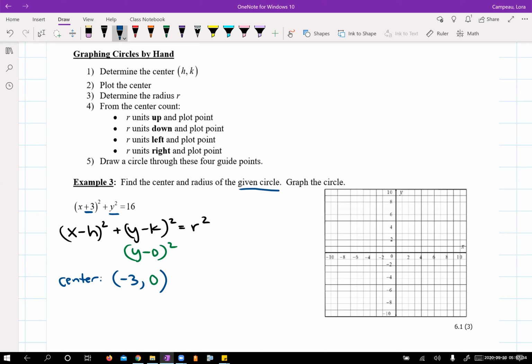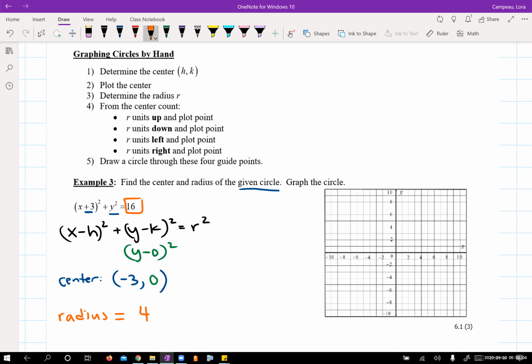So the other thing we want to do for ourselves is identify the value of the radius. So we can look at the 16, that's the number that's all by itself on the right-hand side of the equation. And I notice that 16 is a perfect square. I'm just trying to understand what number times what number equals 16, that's going to be 4.